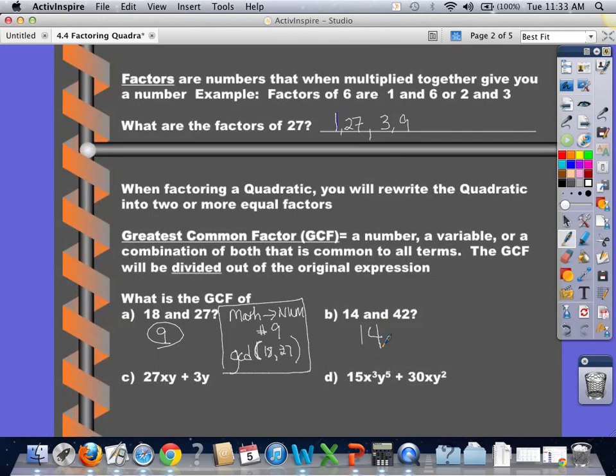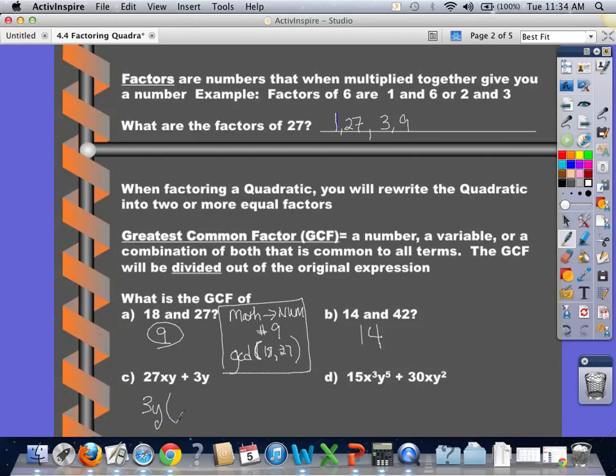All right, the next one says 27xy plus 3y. Now, the smallest number has got to be the greatest common factor because you cannot make 27 into 3, but 3 will go into 27. So 3 is definitely going to be the number part of the GCF. What else is in common between these two terms? That's right, we have a y in common, so we must take a y out.